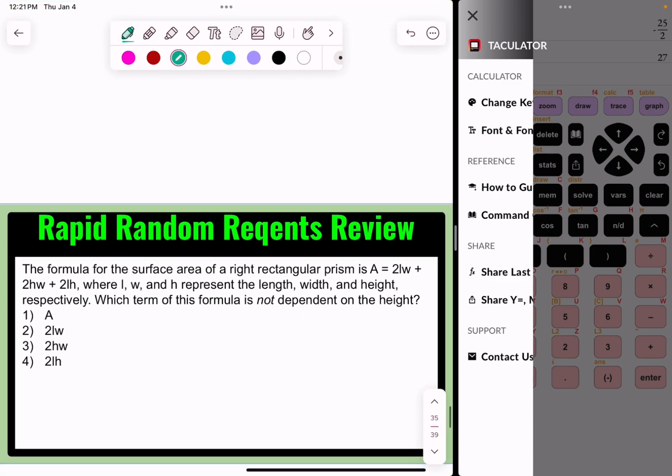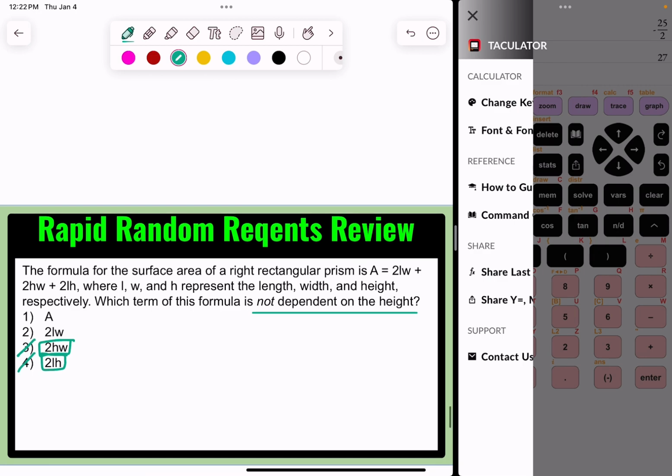And now let's just do a quick rapid random regents review. The formula for the surface area of a right rectangular prism is area equals 2 length W plus 2 height W plus 2 length H, where length is L, W is width, and H is height. Which term in this formula is not dependent on the height, which means which one has nothing to do with height? This and this one definitely have something to do with height because I literally see my height there.